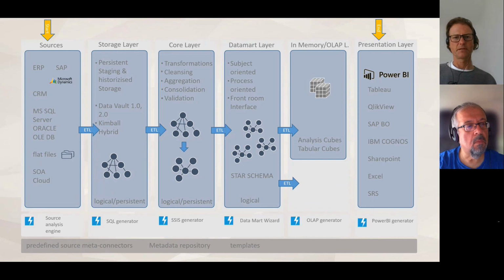You have a storage layer, a core layer. In the storage layer, of course, you can choose between different models. If you want to use a Data Vault or Kimball, or you can also choose a mix of them, a hybrid model. You also have the possibility to use the old classic Microsoft OLAP cubes. They will also be generated, and also the WLR models. And we also support model generation for Tableau, Qlik, SAP BO, and of course Excel and Reporting Services.